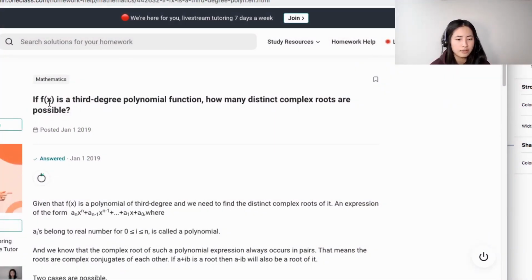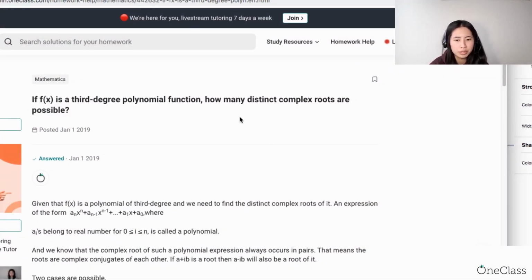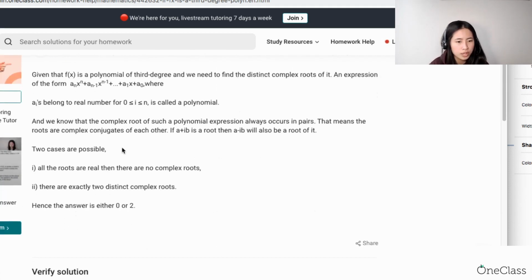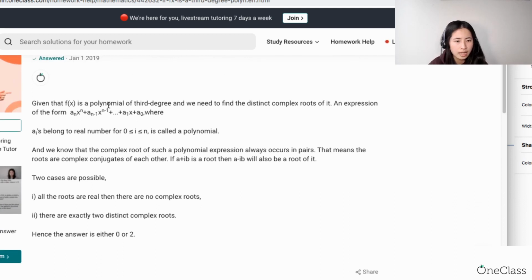Okay, so it says if f of x is a third degree polynomial function, how many distinct complex roots are possible? Okay, so let's read what they're trying to say. It says, given that f of x is a polynomial of third degree and we need to find the distinct complex roots of it, an expression of the form a_n x^n plus a_(n-1) x^(n-1) plus ... plus a_1 x plus a_0, where the a_i belong to the real numbers for i between 0 and n, is called a polynomial. So this is right.